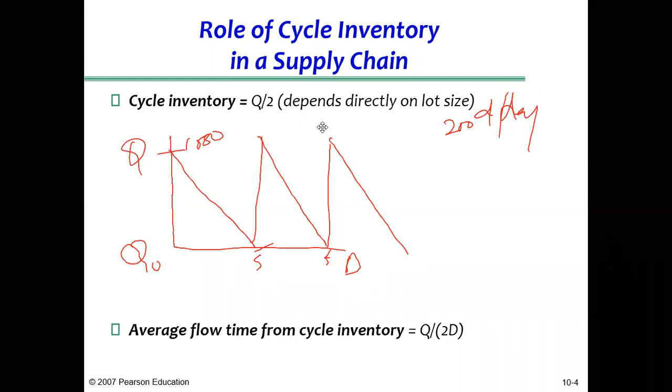So we said that to find an average, what would we do? We will add the two limits, that is Q naught and Q. Q naught is always zero, so it ultimately leads us to Q over 2.